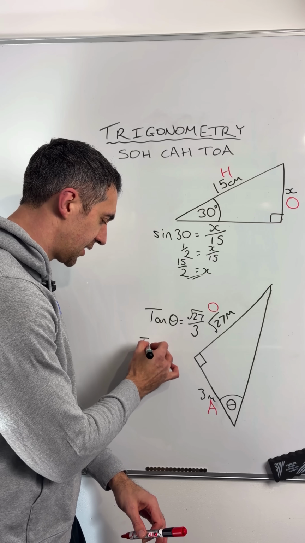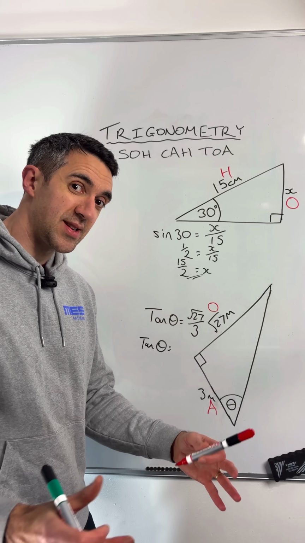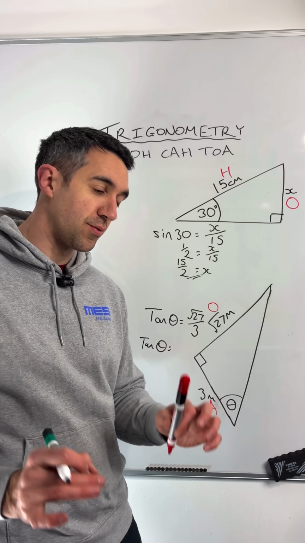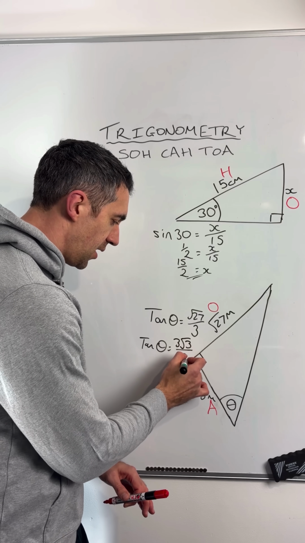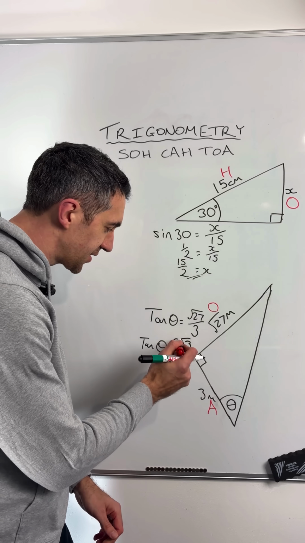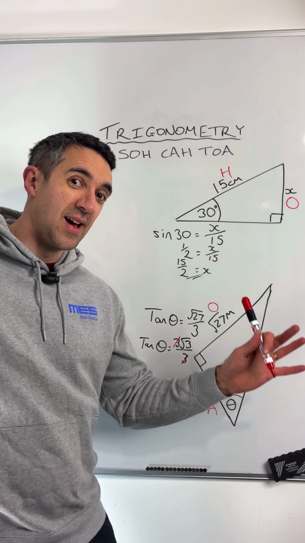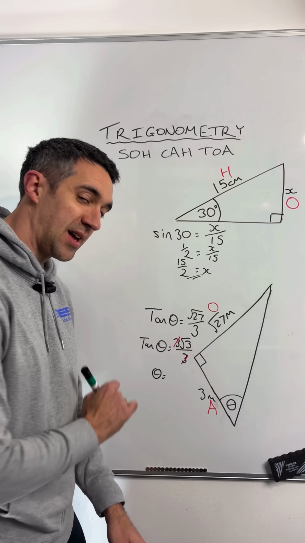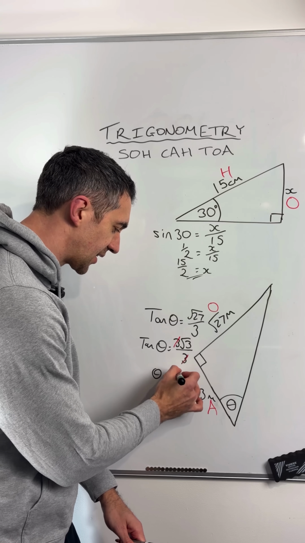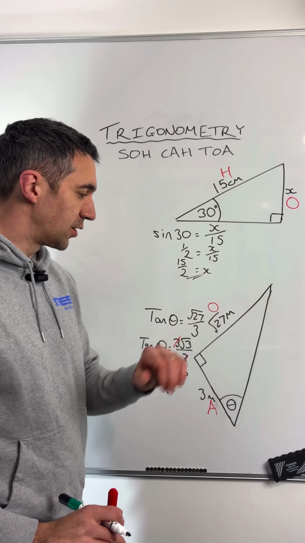So I've got tan theta equals root 27. So 9 times 3 is 27. That means I can make it root 9 times root 3, or 3 root 3. So if I do 3 root 3 over 3, I can then cancel out these 3s here and here. So I'm left with tan theta equals root 3. If we know our exact values, we know that inverse tan of root 3 gets us 60 degrees. And there's our solved angle in that case.